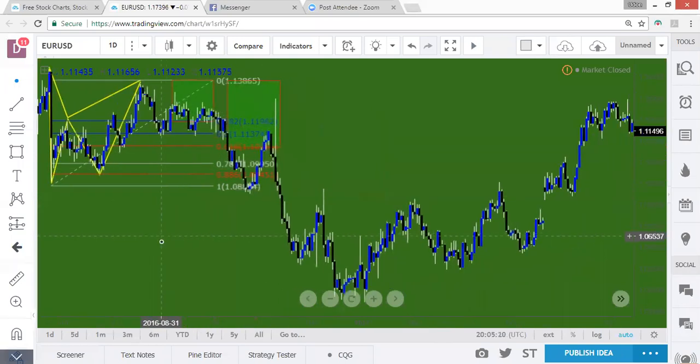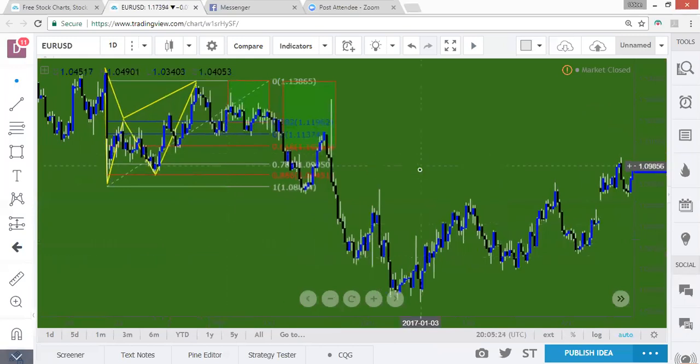And on that note, that finishes our bat pattern. Do I have any questions on the bat pattern? Are the bat patterns easier to spot than like the Cypher or the Gartley?